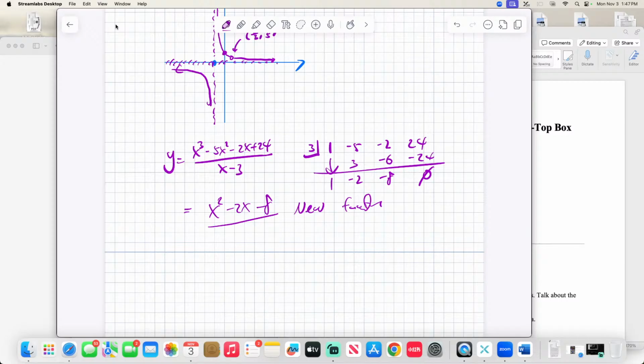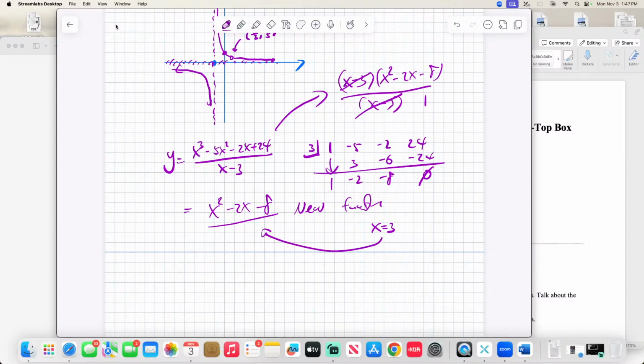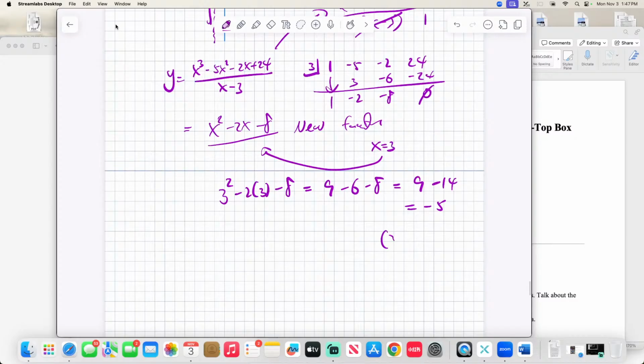Actually, there's a hole because this one should be x minus 3 times x squared minus 2x minus 8 over x minus 3. And that's why when they divide, it becomes 1. So there was a hole there, so x equals 3. Now 3 is going to be plugged back in here. So it'll be 3 squared minus 2 times 3 minus 8. So that's going to be 9 minus 6 minus 8, which is 9 minus 14, which is negative 5. So at 3 and negative 5 is going to be a removable discontinuity.